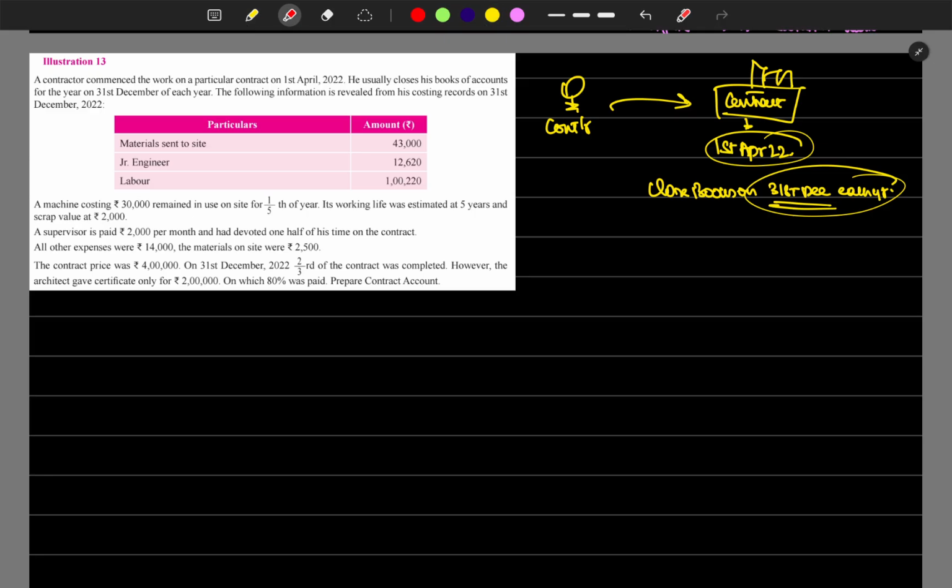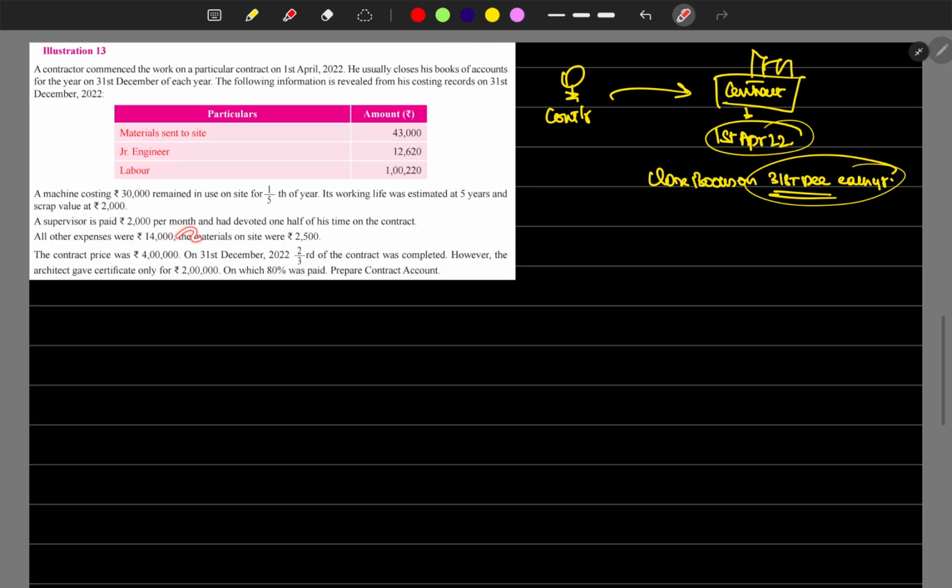What else has been given here is material sent. These are all expenses given. Then machine costing, sorry, plant or asset value given. Asset used for the site is 1/5 of the year, working life is 5 years, and scrap value is 2,000. So we have to find out the depreciation value and split it for the machine. The supervisor is paid 2,000 per month and devoted half of the time on the contract. So half the cost goes purely here. All other expenses were 14,000.